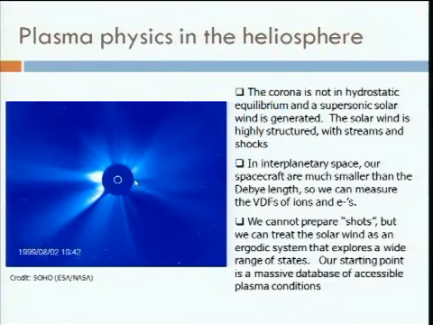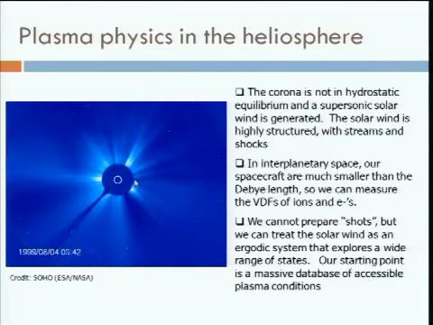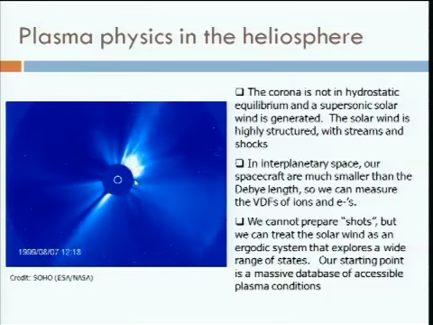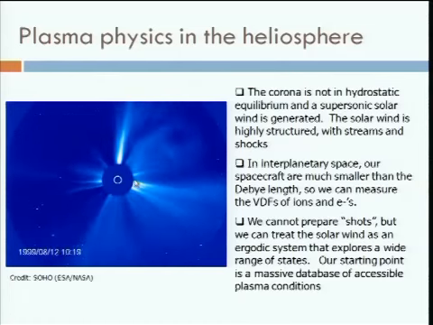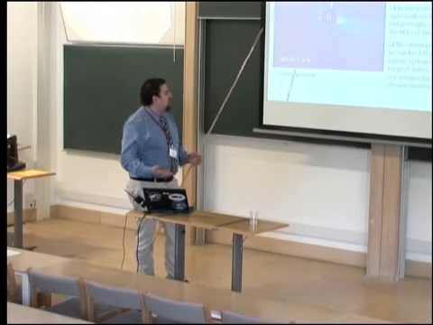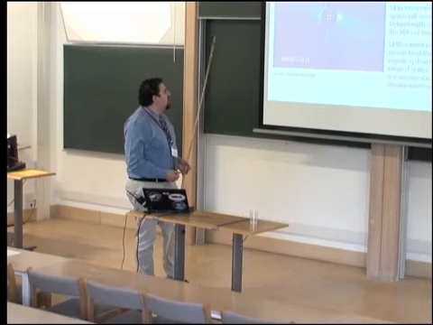Okay, so just to remind you, the corona is not in hydrostatic equilibrium. You have a lot of structure. So when you look at the solar wind, you have streams that are high density, low density, fast, slow. There are eruptions and shocks. The plasma is hotter or cooler, so there's a lot going on.